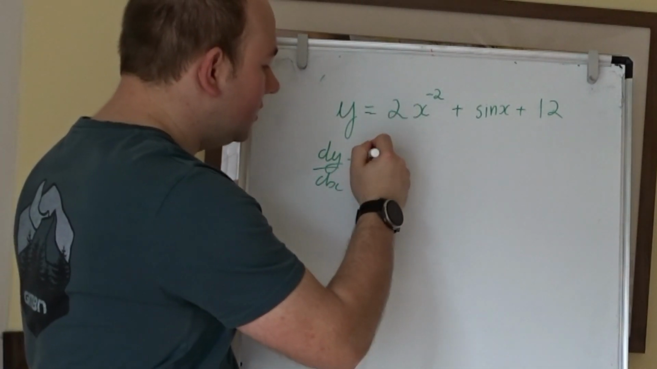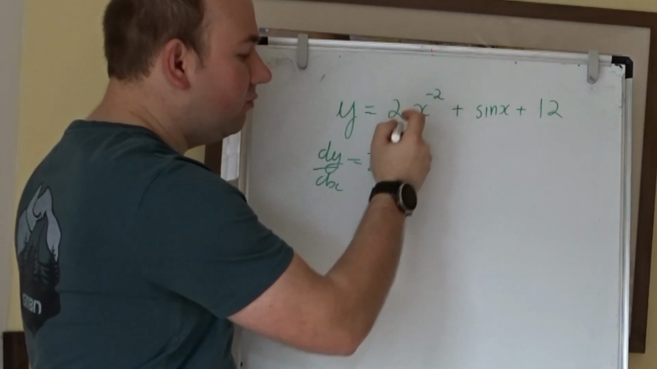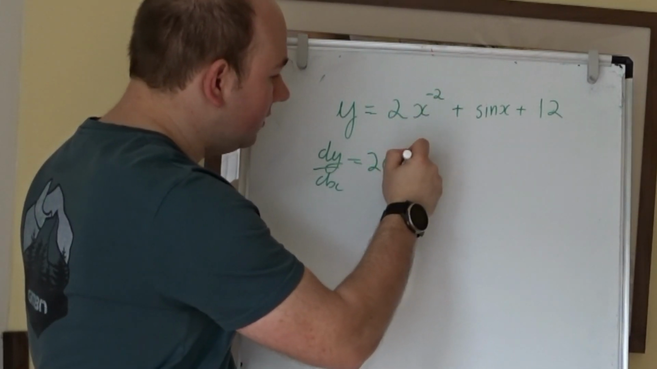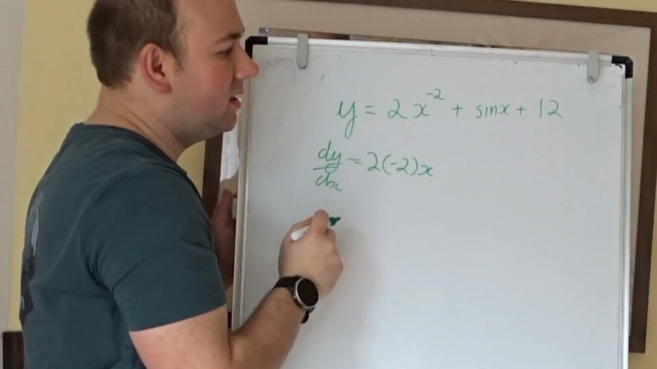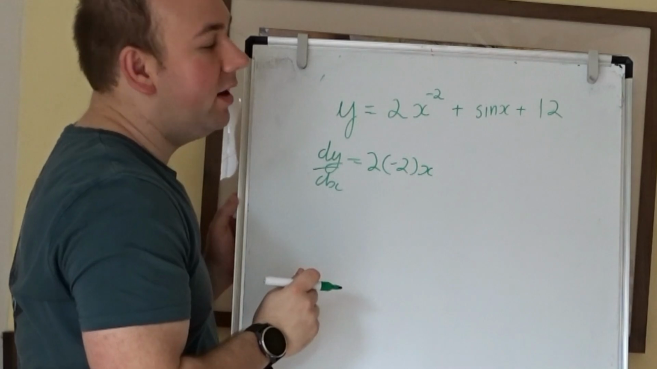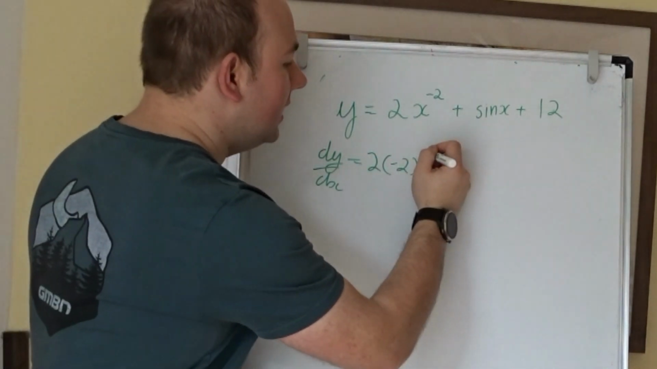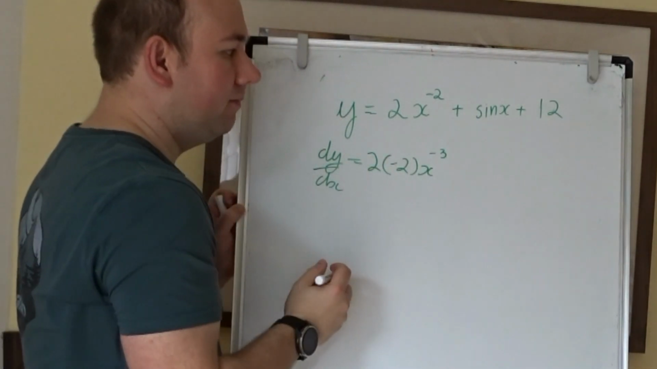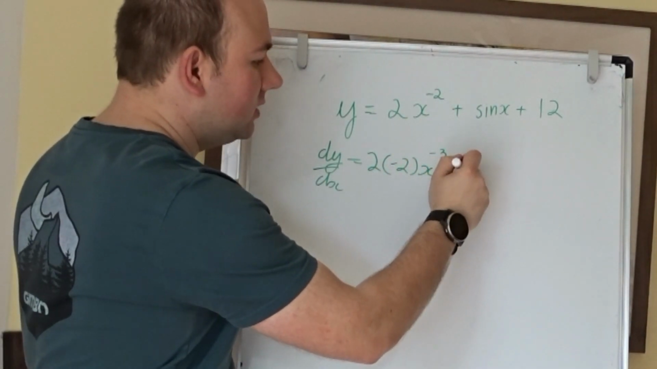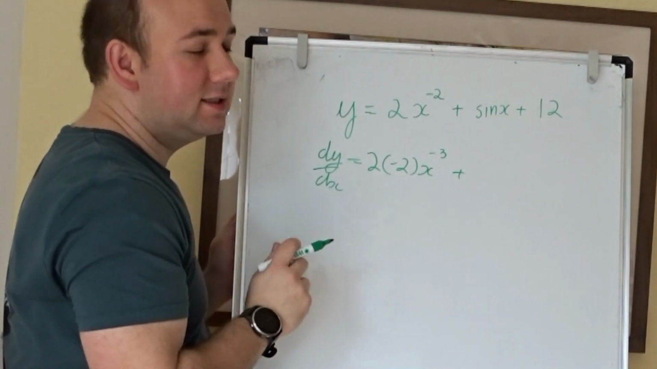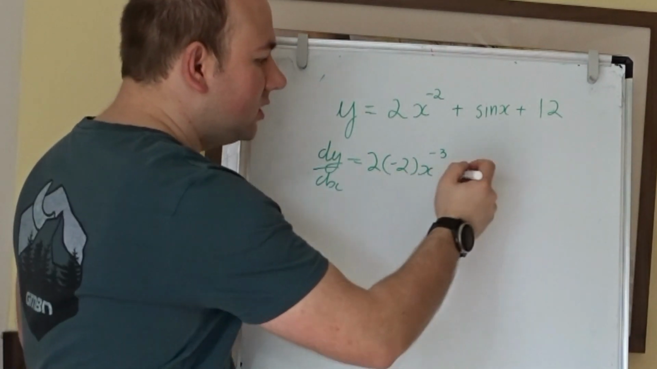So we're going to have 2, we're going to bring this minus 2 down, so that's going to go to minus 2. X stays as it is, and then we reduce the power by 1, so minus 2 minus 1 is minus 3. Next up, we're going to add this to the next function, so sine x, so the differential of sine x is cosine x.